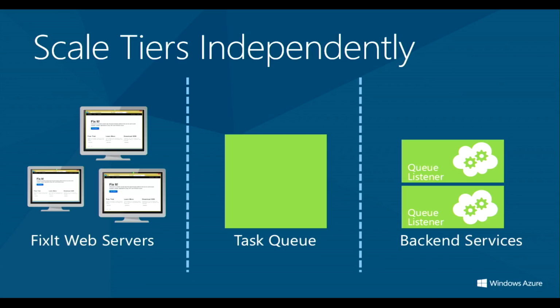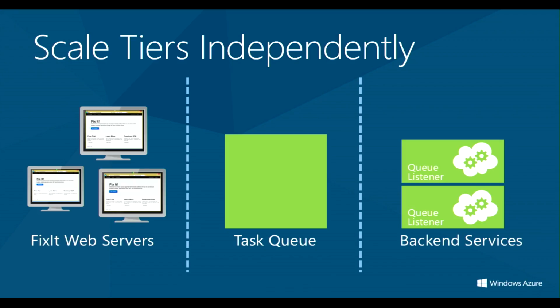Or if your web servers are fairly logic independent, you might only need 2 web servers, and you might need 10 backend services if you're going to run a large compute task in the background. And the beauty is by decoupling the 2 sides of the equation, you can now scale each of those independently in a very smart way.